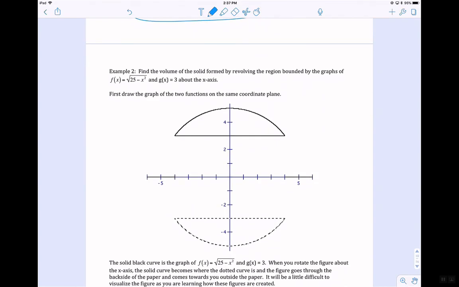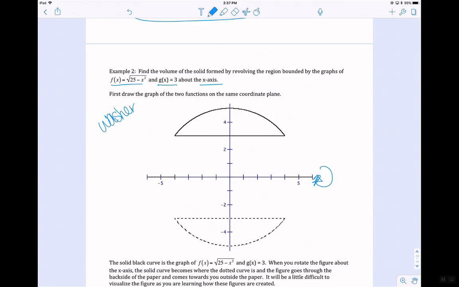Okay? So now, let's take a look at, and you're always going to ask yourself, is this a solid or is this a washer? So remember, it is a solid if one of the equations that you have is also the axis of rotation. Now when I look, I have an f of x and I have a g of x, and then I'm rotating about the x-axis. The x-axis is not one of the equations, either f of x or g of x, so this is a washer.